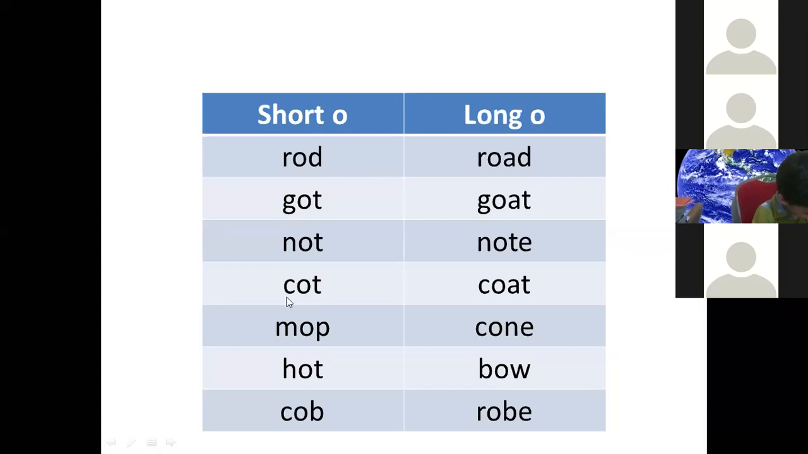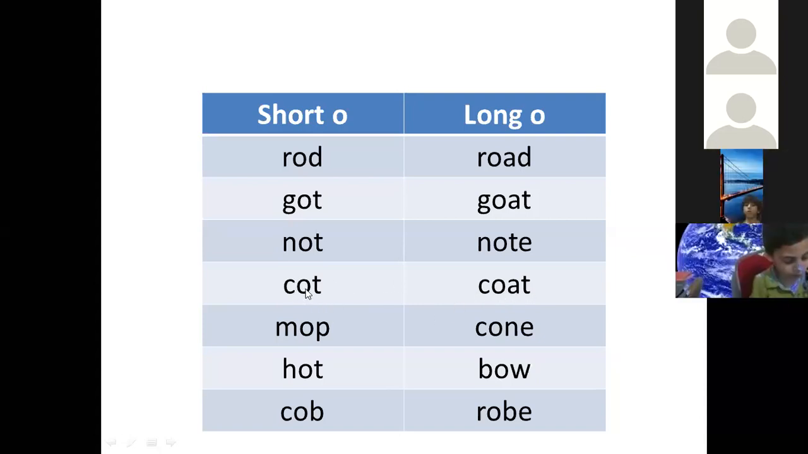What is this, Rana? Rana, answer me. What is this? Cot. And this is what? Coat. So, cot, coat, short O, long O. Here we have just one vowel, so it will be a short sound. And here we have two vowels, so the first will be long O and the second will be silent.